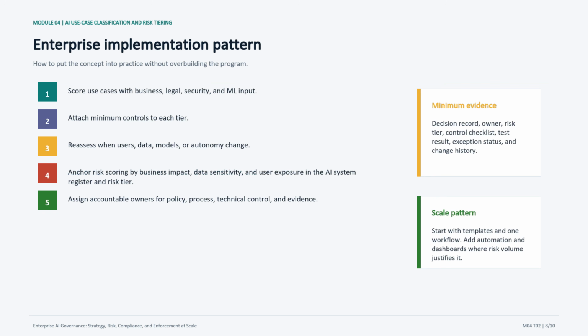I would present these steps as a practical starting pattern for teams that need to make risk scoring by business impact, data sensitivity, and user exposure real without waiting for a perfect enterprise program. The implementation actions here include score use cases with business, legal, security, and ML input. Attach minimum controls to each tier, and reassess when users, data, models, or autonomy change.